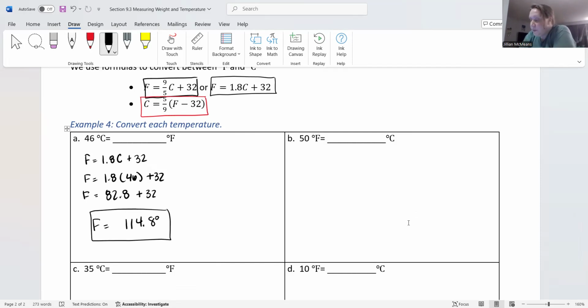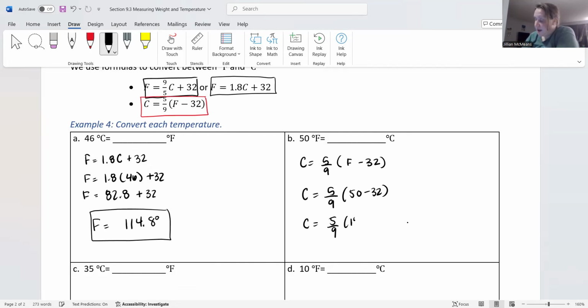All right. Now for part B, we have 50 degrees Fahrenheit. We want to convert that to degrees Celsius. So we want to know, what does Celsius equal? Celsius equals 5/9, and then in parentheses, degrees Fahrenheit minus 32. Because F minus 32 is in parentheses, that tells us we have to do that first, okay? So we get 5/9 times 50 minus 32. Well, 50 minus 32 is 18. So we get 5/9 times 18.